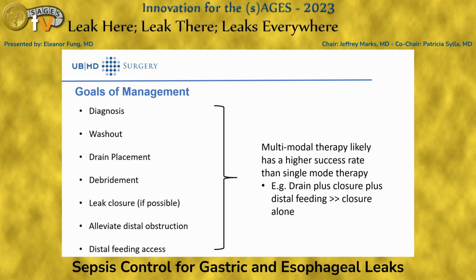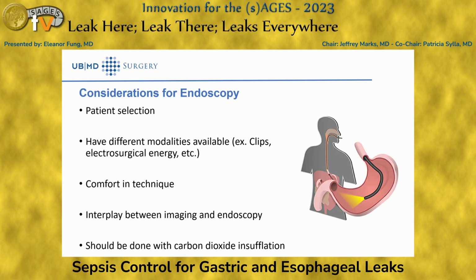So the overall goals of management are really making sure you make that diagnosis early, and then once you obtain that diagnosis, making sure that you are able to wash that area out, clear the infection, place some drains, whether that's internally endoscopically or externally through a surgically placed drain or an interventional radiology placed drain, trying to repair the leak if possible, and then obtaining distal enteral access. Trying to use a combination of these modalities is going to improve your success of controlling the sepsis and of repairing the leak, either by primary intention or secondary intention.